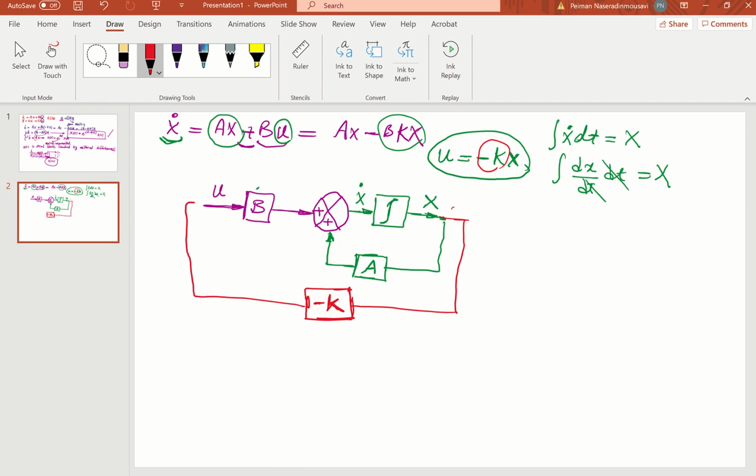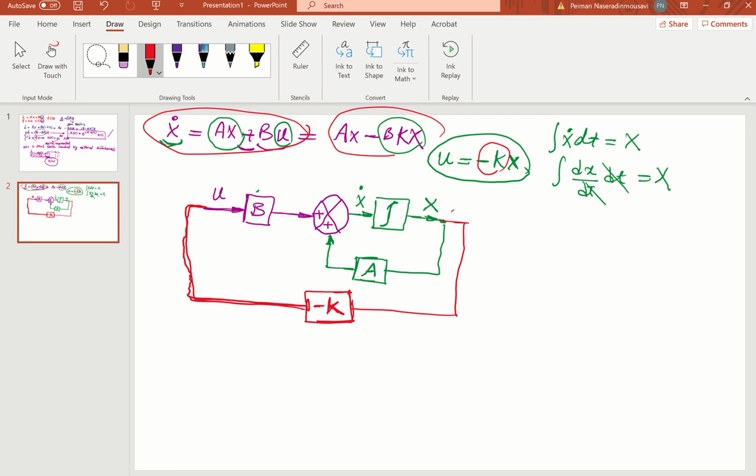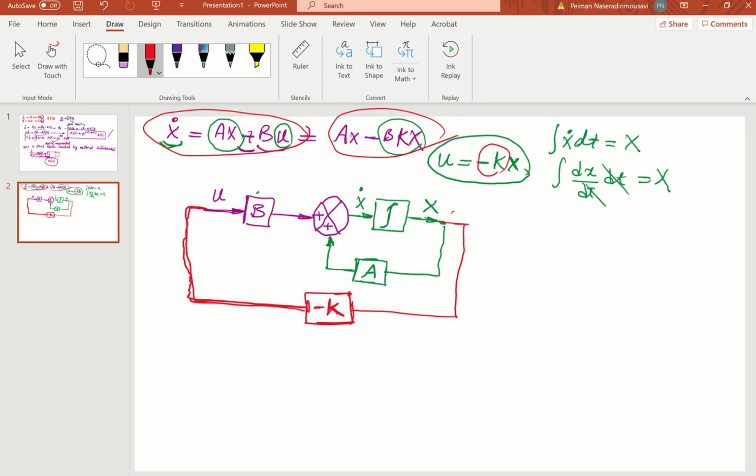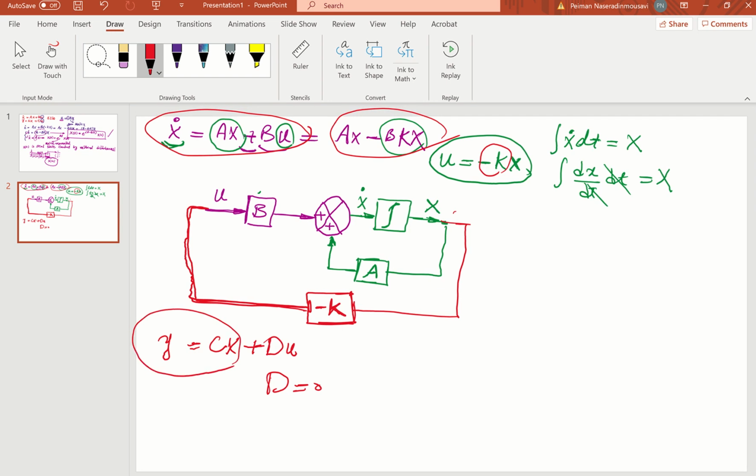This gives you u. Here we go. Understand? So we made this. We are fine. Or made this. Understand? But we had also y is equal to cx plus du. For simplicity, I said assume that d is 0. So we're gonna have y is equal to cx.